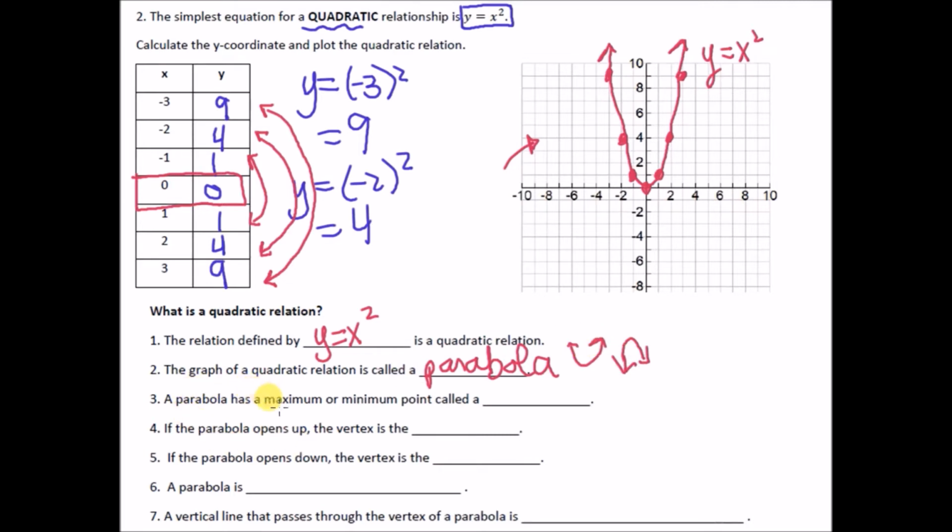Okay, a parabola has a maximum or a minimum point, and I'm going to highlight that right here on the graph. This one right here, it's going to be the minimum point, right? And that's called a vertex. And we're going to get more into that, of course. If the parabola opens up, that means if it's a happy face, okay, the vertex is going to be a minimum because it's going to be at the bottom, right? So we'll go minimum. And if the parabola opens down, what's going to happen is the vertex is going to be maximum because it's going to be right at the top.